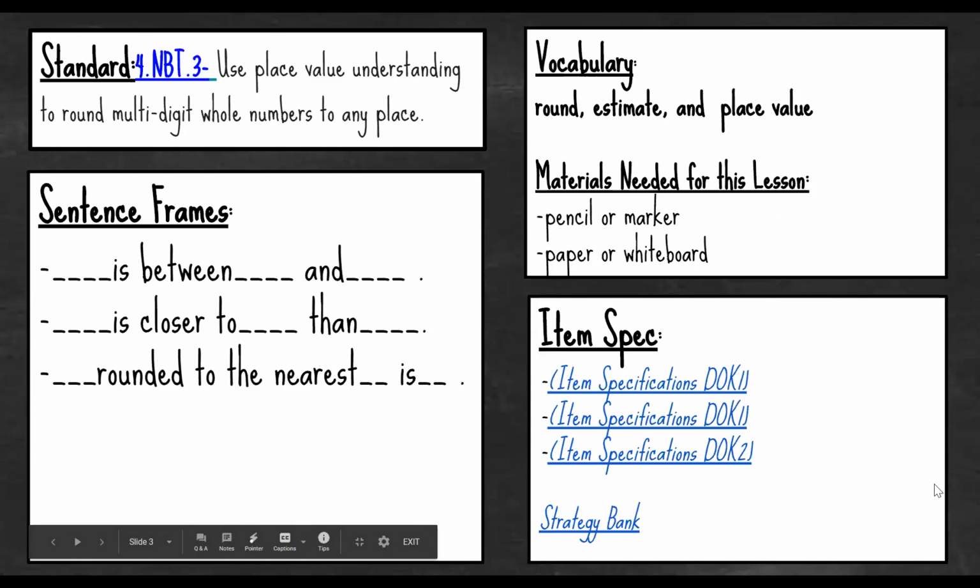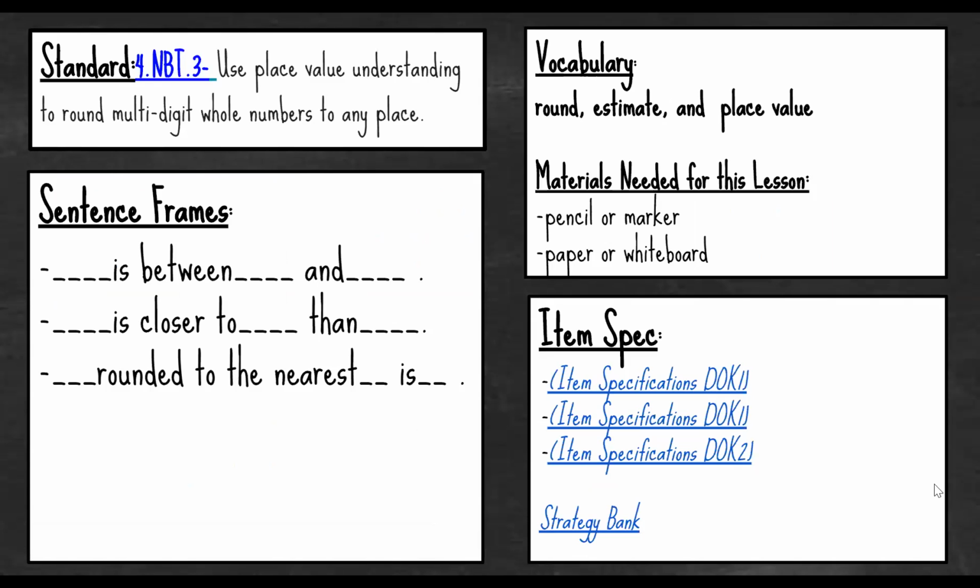All right, so our standard for today is 4 MBT3. And you guys are gonna see some vocabulary that has to do with rounding, estimating, and place value. You will need a pencil or paper. If you don't have a pencil and paper, if you have a whiteboard, that would be phenomenal too. You can use that or a marker. But I'll give you guys a minute to get a paper and pencil, please.